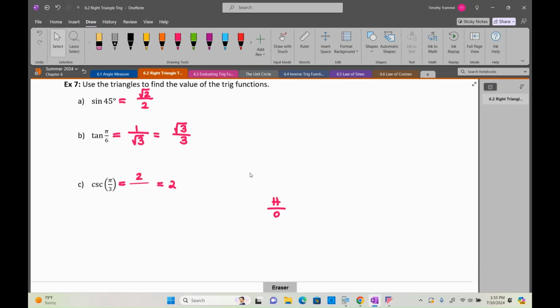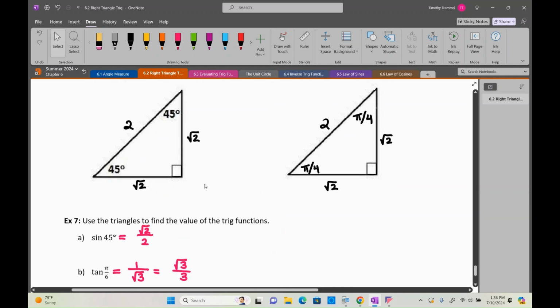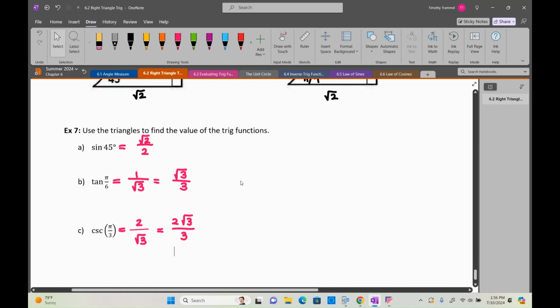Let's go put that in here. Okay. And if you wanted to, you could rationalize the denominator here. You could multiply the numerator and denominator by √3. And that would leave us with our final answer there. And so this wraps up section 6.2.